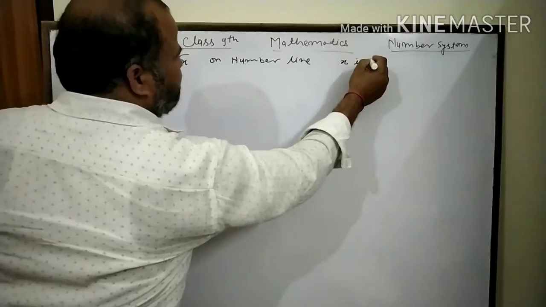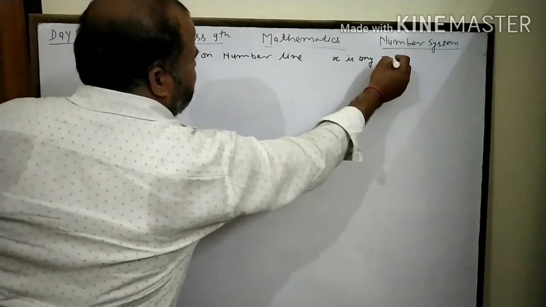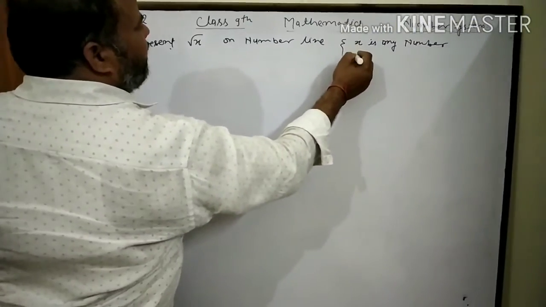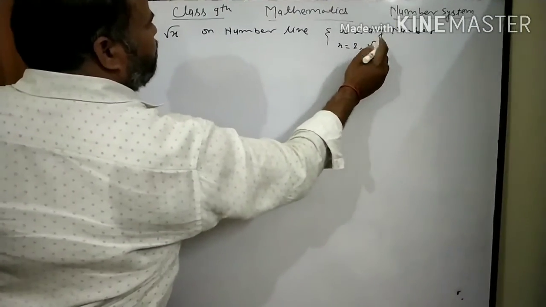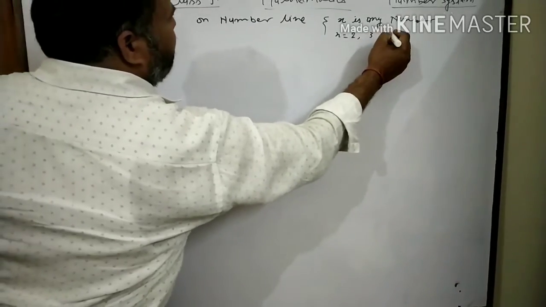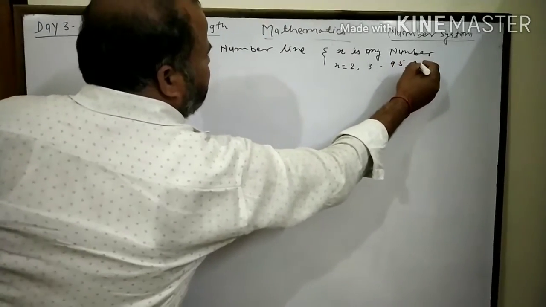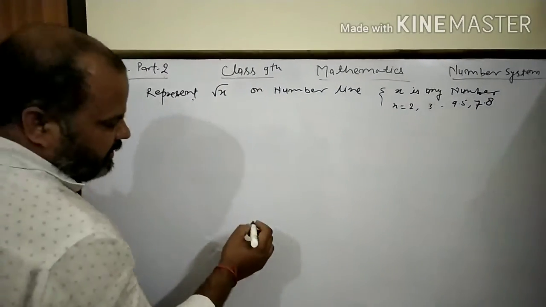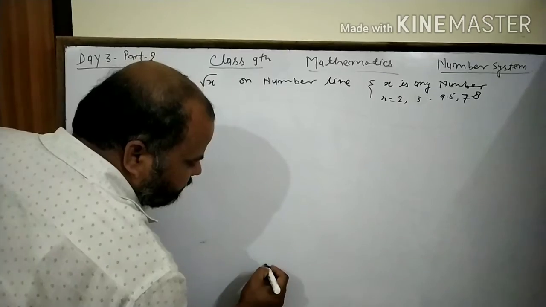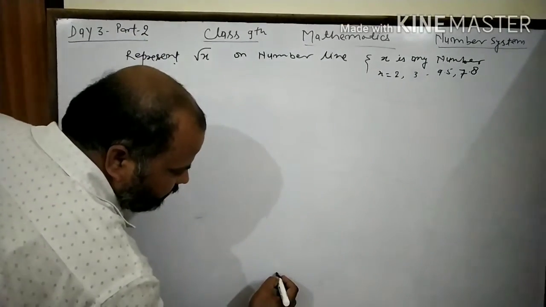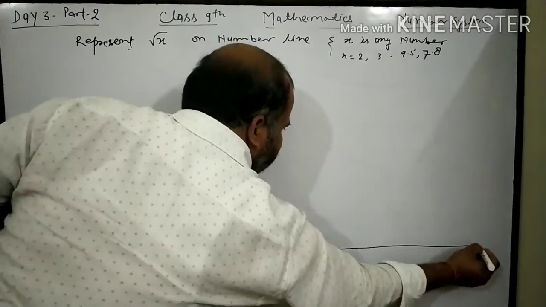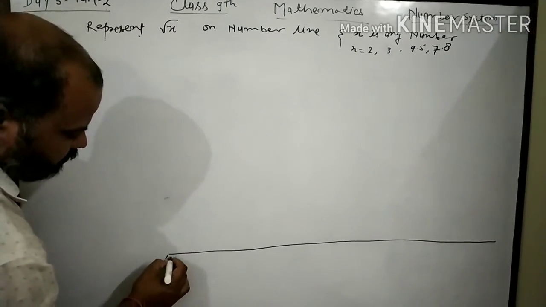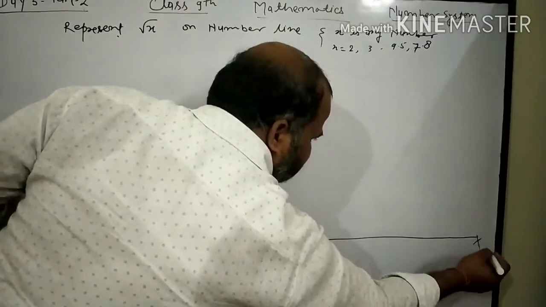X is any number. Clear? Like x is equal to 2, x is equal to 3, 9.5, 7.8 and so on. Clear? Then first of all we draw a number line. Here we draw the number line. OX is a number line.